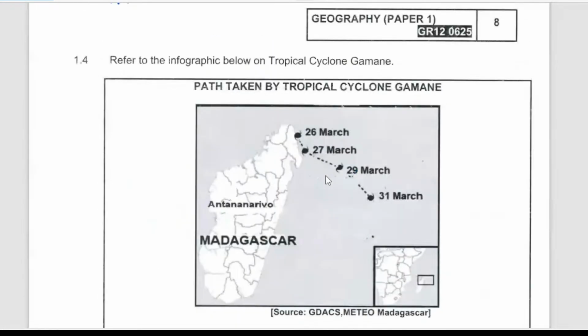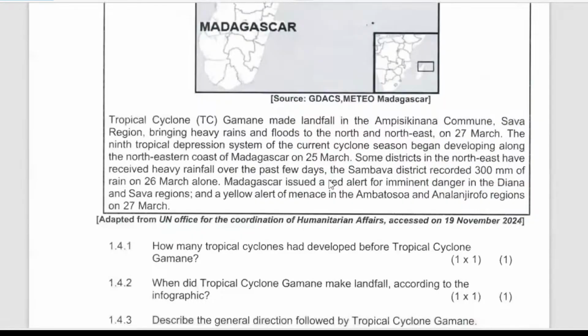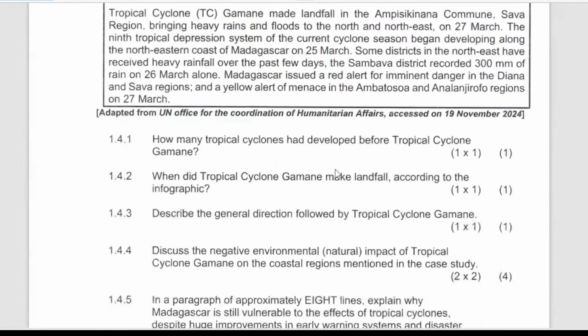It is based on an infographic on tropical cyclone Khamani. Right. The infographic has all the information. We cannot go through it. We want to answer the questions. How many tropical cyclones had developed before tropical cyclone Khamani? Right. What you must note here is tropical cyclones are named alphabetically. According to geography, we name our tropical cyclones alphabetically, meaning to say we want the number of tropical cyclones which have occurred before tropical cyclone Khamani.